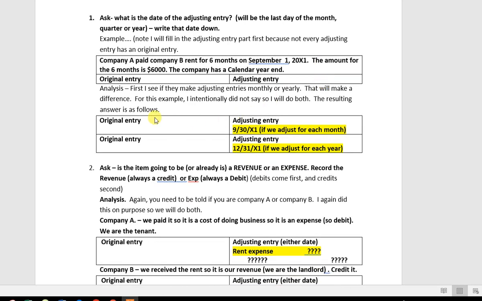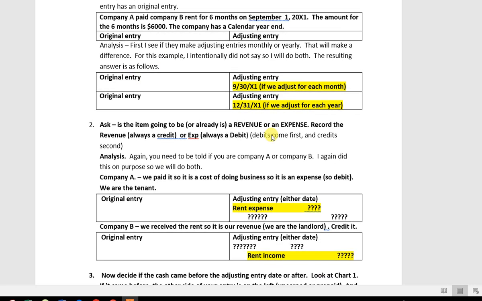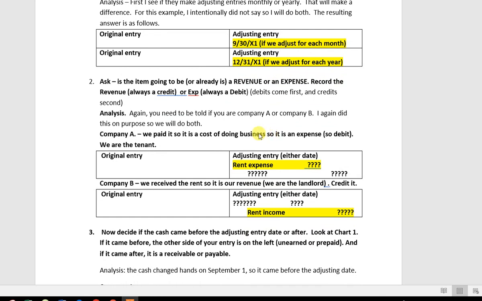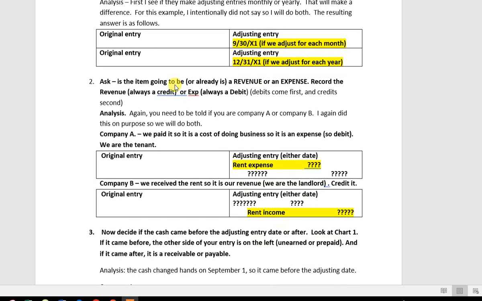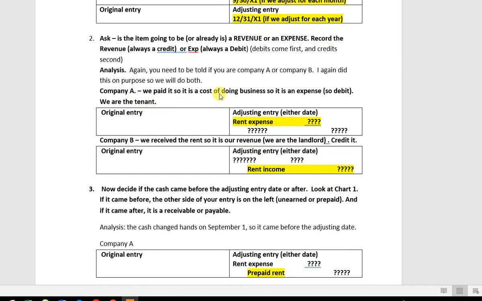Okay, so I will have an original entry and then I'll have the adjusting entry. Okay, so here's my question. My next question is I'm going to ask myself, is it going to be a revenue or expense? Well, that's going to be dependent upon whether I make the journal entry for Company A or Company B, because Company A is the tenant, Company B is the landlord. So that's going to be a big difference. Okay, so Company A, we paid it, so it's an expense, so I have a debit.